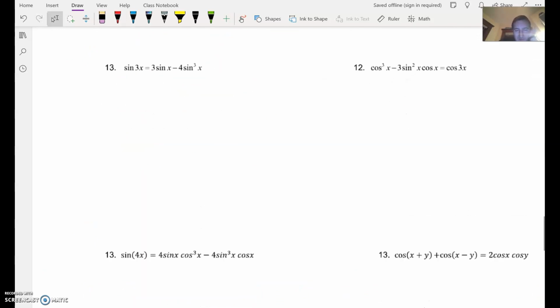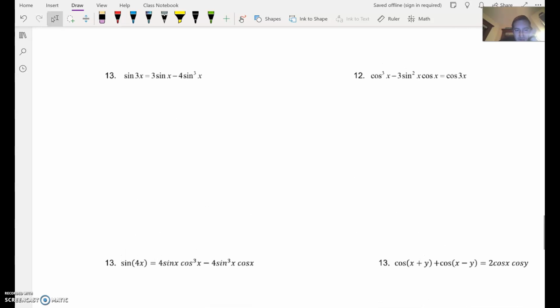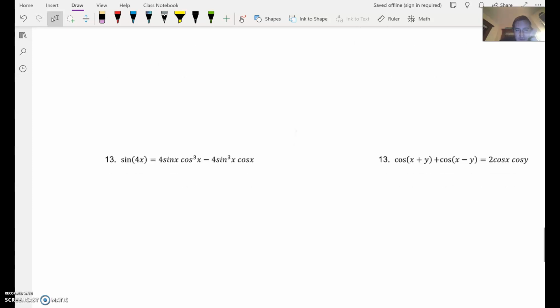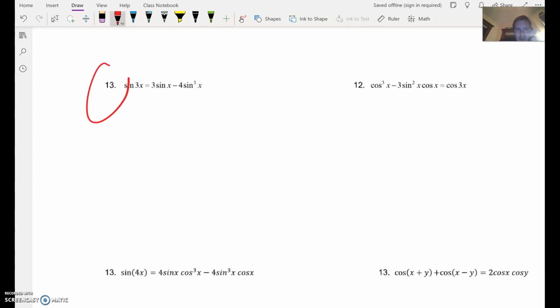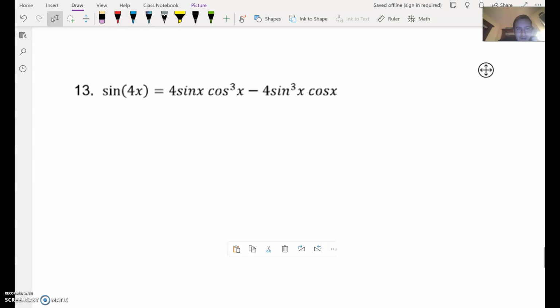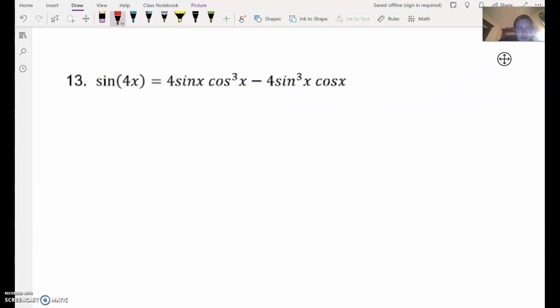Let's do 14. Wait, look, how many 13s do I have? 13, 13, 13. Yikes, that's confusing. Let's do this 13. Okay, sine of 4x.